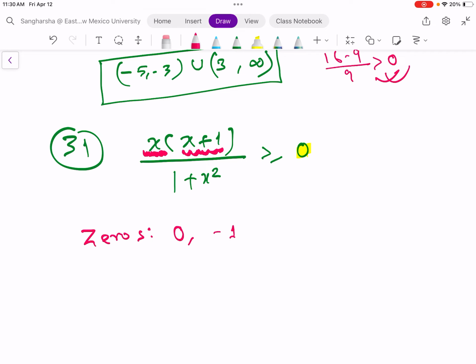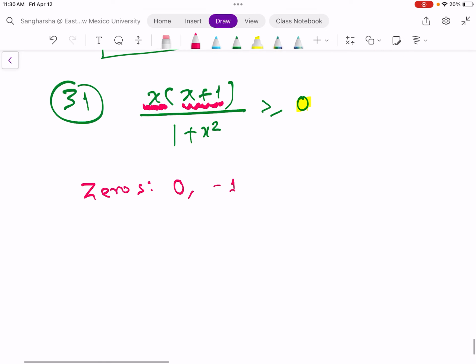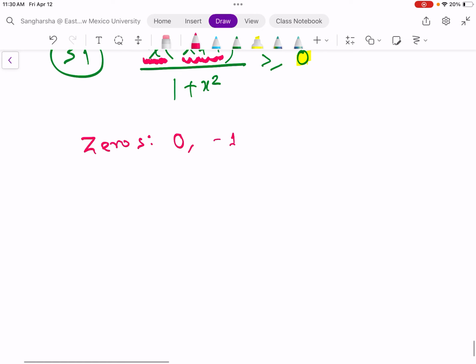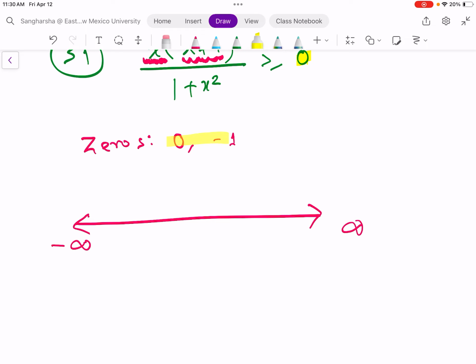Next, do we have a number that makes the denominator equal to 0? We have x squared, right? Whatever number you choose, you always get a positive number. We can't get a negative 1. So there is no such number. These two are the numbers that we use to divide the number line. So we draw a number line, negative infinity to positive infinity. Use these numbers to divide the number line. Let's say we have a 0 here, negative 1 here.